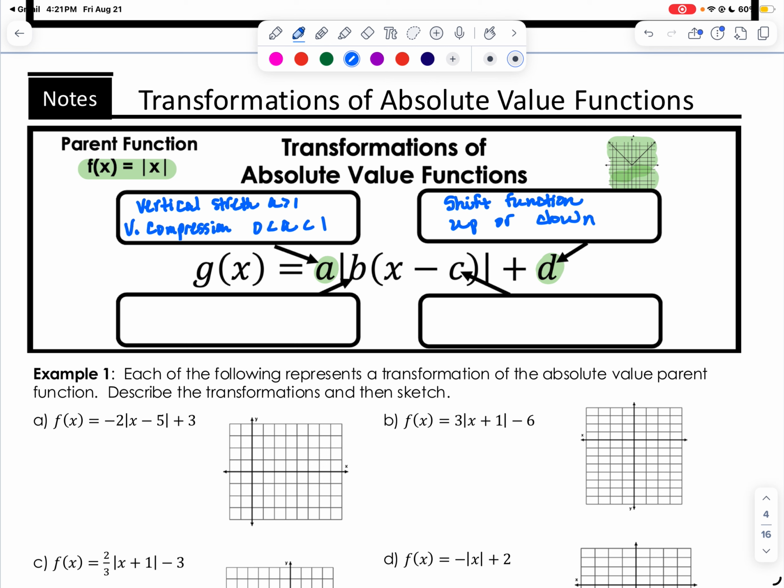Now B and C affect the x values of your graph. B will horizontally stretch or compress the graph. And then C will shift the function right or left. Okay. Now, let's look at some examples.